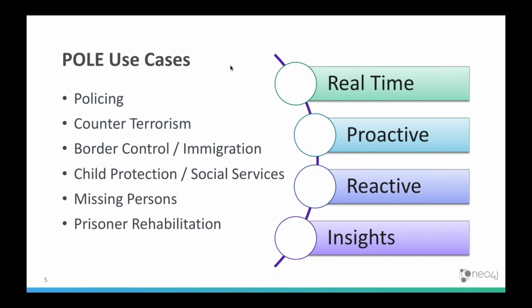And I've even seen the poll model used in prisoner rehabilitation use cases, where maybe if someone is on parole, you're trying to help them not reoffend, turn their life around. You might want to know who they've offended with in the past. Are they a member of a gang? What sorts of places should and shouldn't they be going because they might be running into people that they've offended with in the past, and so forth. So there's quite a few different use cases that you can apply the poll data model to.